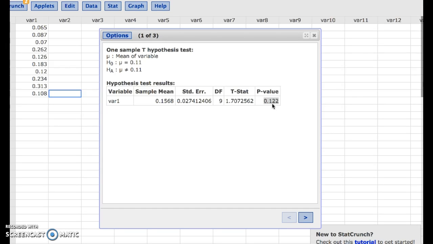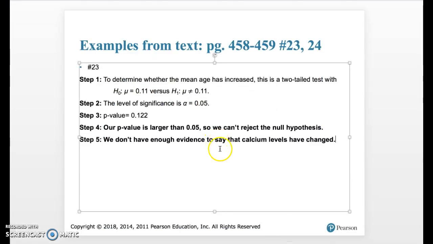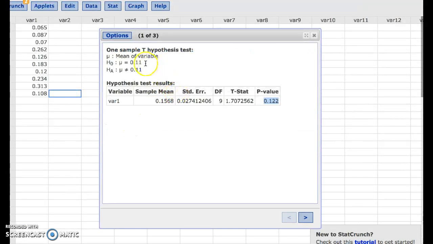We sort of had this inconclusive wrap up, if you will, where we were able to say we don't have enough evidence to say that the calcium levels had changed, but at the same time, we're not saying that they are still 0.11. Be really careful that you don't ever say we accept the null. What we'll say is we do not reject the null, but we don't actually accept the null.